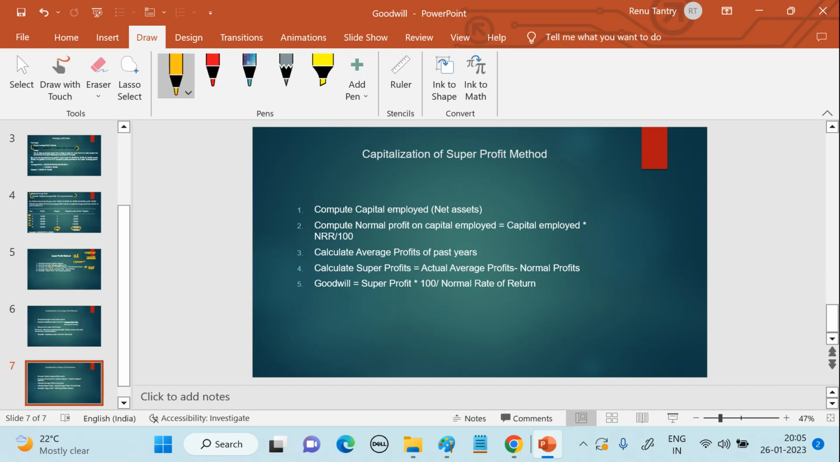Then you calculate the average profit of the past years, whatever is given in the question. Compare these two. If you're earning more, that is, if the average profit is more than the normal profit, it results in super profit. Then goodwill is super profit divided by normal rate of return into 100. So that is the amount of goodwill. So this is how we are capitalizing the super profit. So till here it is the same. You will be calculating the super profit as per the super profit method. Goodwill valuation only, this formula you need to remember.